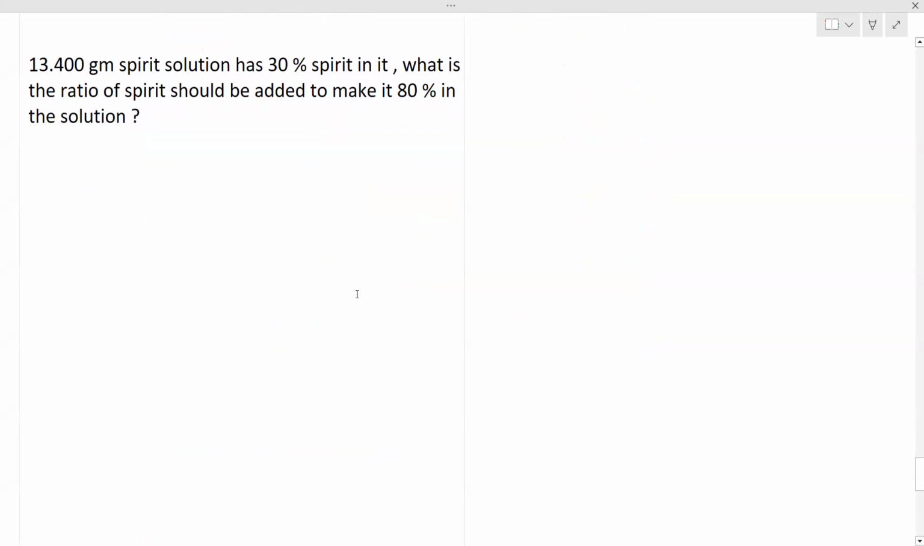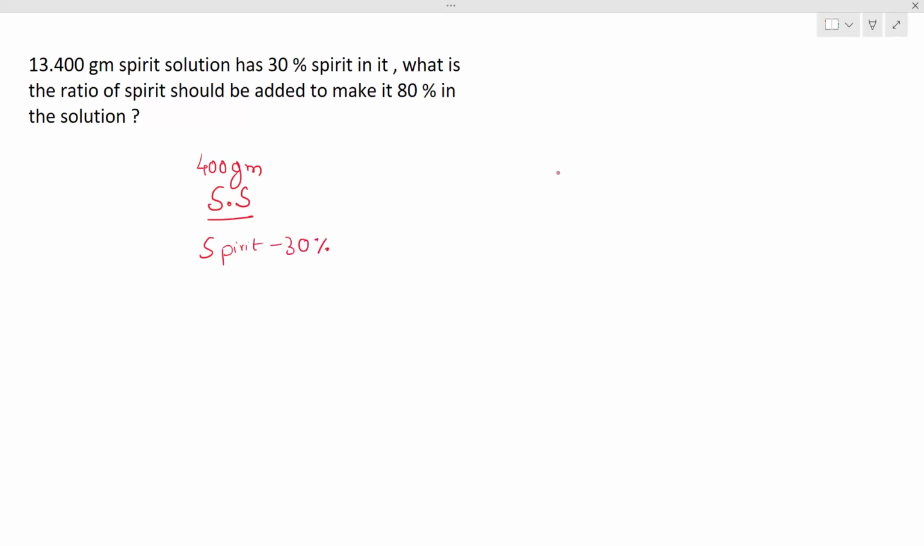Now, come to this question here. What do we have here in this question? Read the question carefully. 400 grams of spirit solution, has 30% spirit in it. What is the ratio of spirit that should be added to make it 80% in the solution? Let's see what is given. 400 grams of spirit solution is given to us. I'm writing it as SS. SS is spirit solution. It has 30% spirit in it. The quantity of spirit in it is 30%.